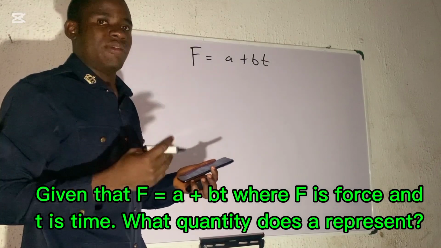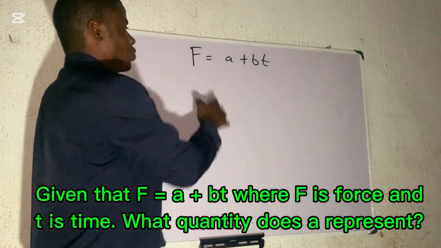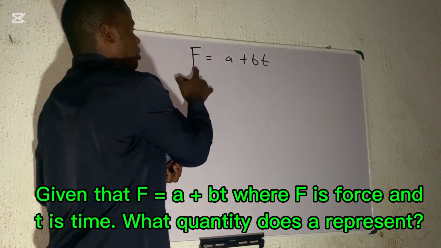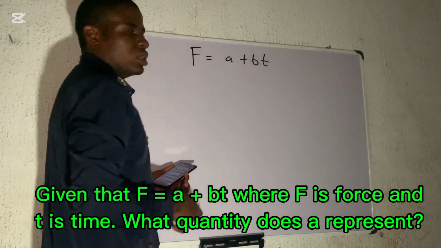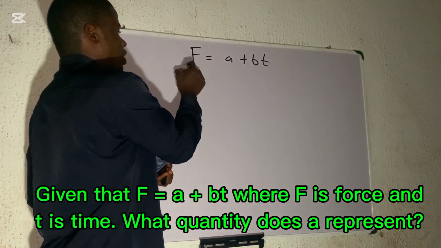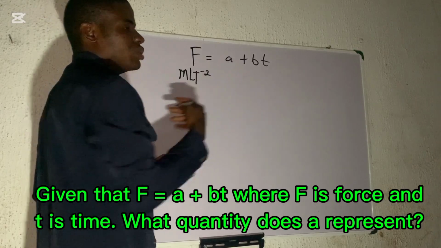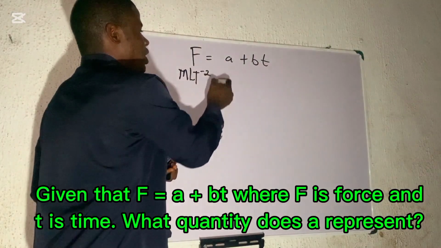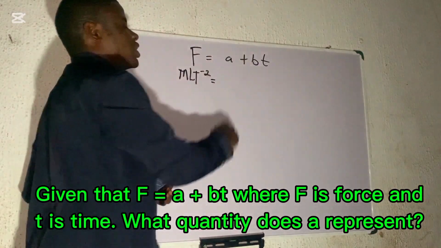This is very simple if you've been following me. Now, I told you that for every equation to be correct, the dimension here will be the dimension here and will be the dimension here. Does it make sense? So since we know that this is force and the dimension for force is MLT^-2, asking me the quantity A represents, the quantity will definitely be force. For this equation, A still represents force.